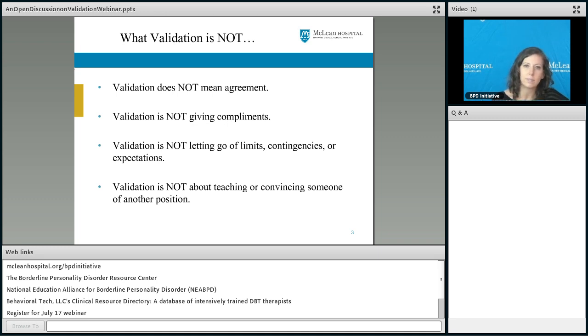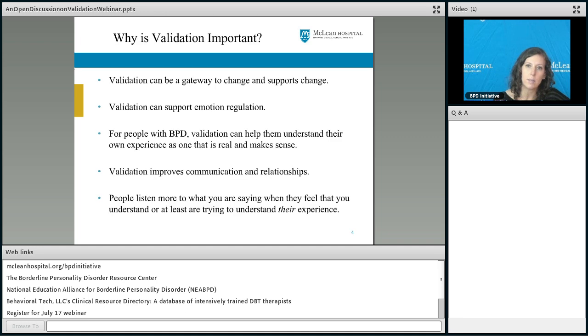Validation is not teaching. Validation is really all about the other person's experience. One way to think about validation is it's all about them. So I'm trying to get out of my own experience for a moment and see the wisdom in somebody else's, right? And then I come back to holding my position and feelings as well as the wisdom in theirs. So it's not about convincing or teaching or problem solving. It's really about the emotions in the moment.